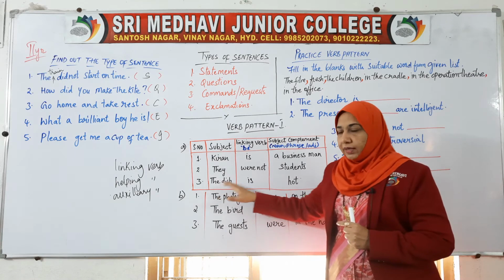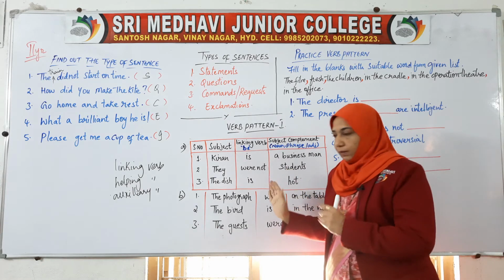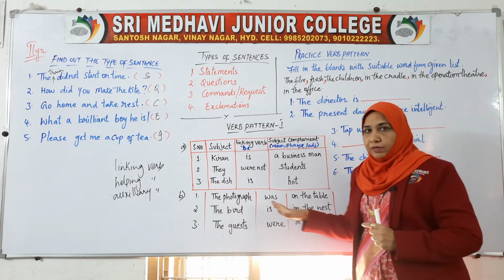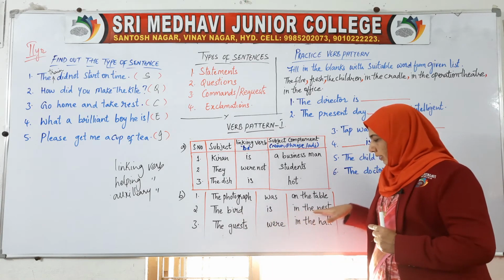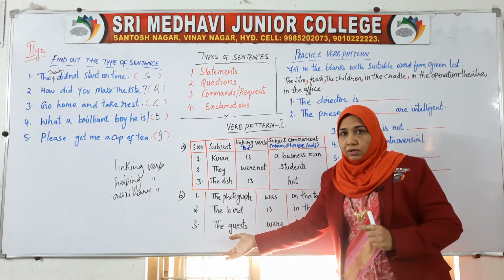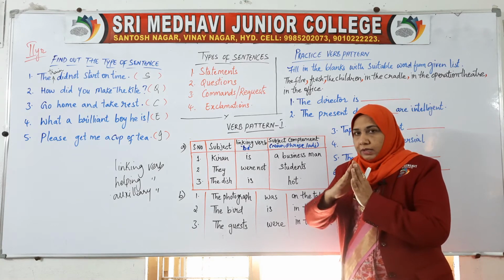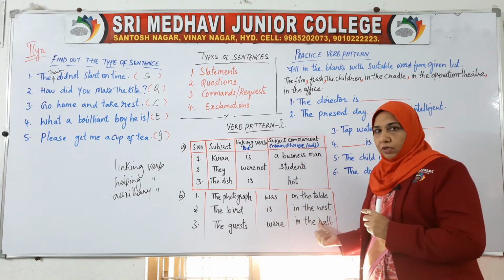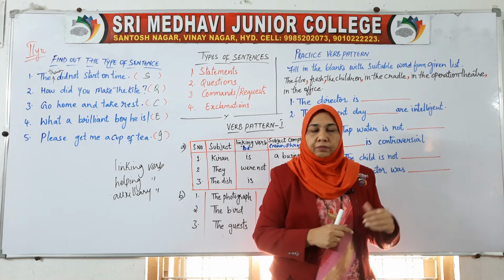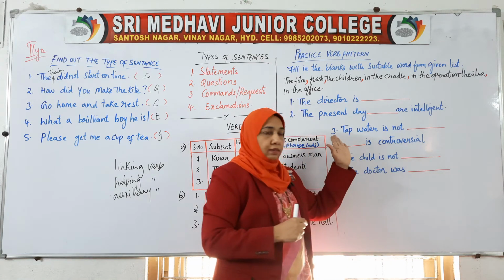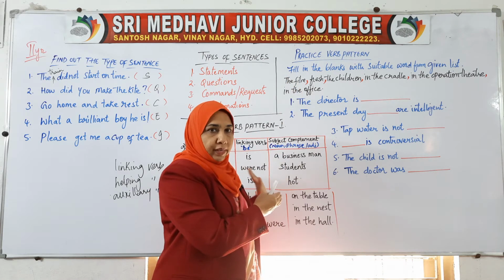How was the dish? The dish is hot. This is a subject complement describing the subject. Where was the photograph? The photograph was on the table. Where is the bird? The bird is in the nest. Where were the guests? The guests were in the hall. We are describing the subject in the subject complement. Now here I have given you a few for practice. We can do it by checking how much we have understood.